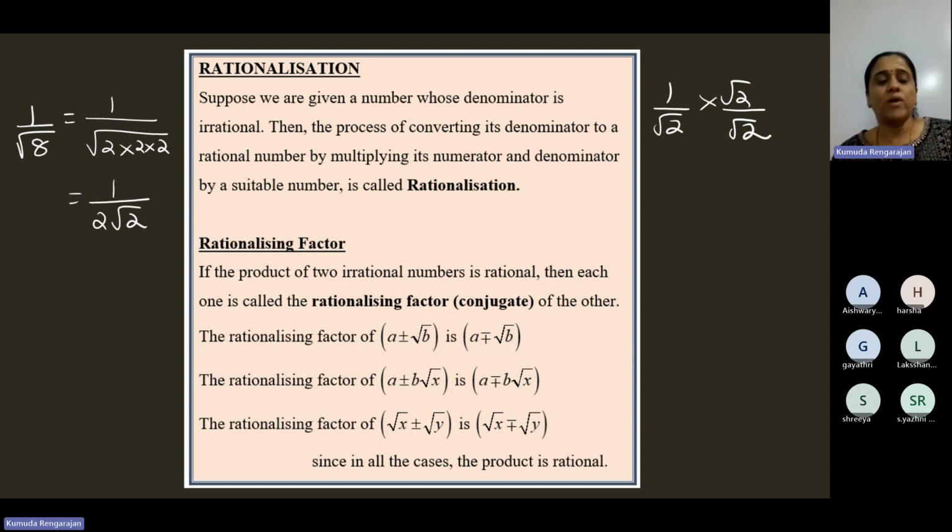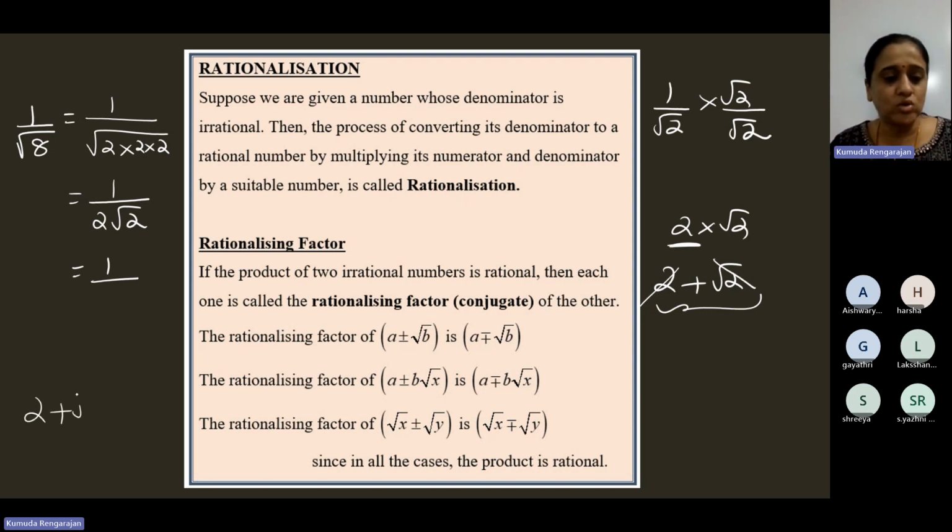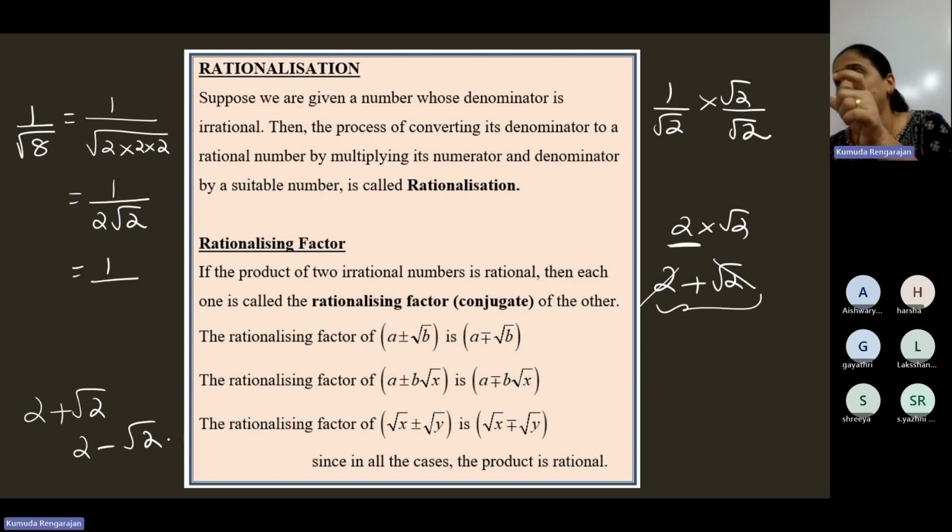Correct? Now, 1 by 2 root 2 means 1 by 2 into root 2, where 2 is already rational. So which is irrational? See, when it is 2 plus root 2, this is one whole thing. You cannot look at 2 separately and root 2 separately. When they're connected by the plus or minus sign, it's 1 unit. 2 plus root 2 is 1 unit. So the rationalizing factor is 2 minus root 2.